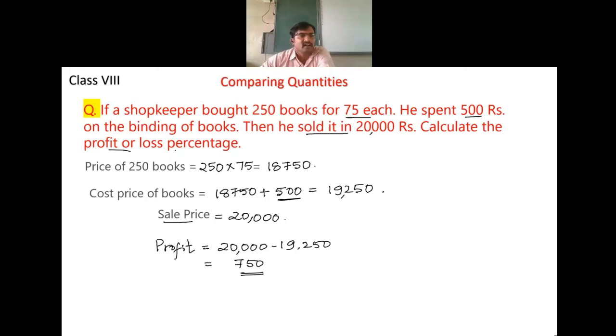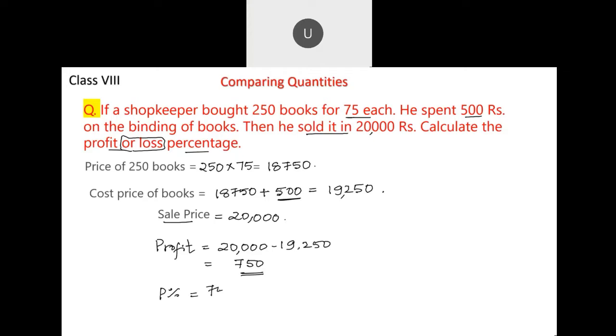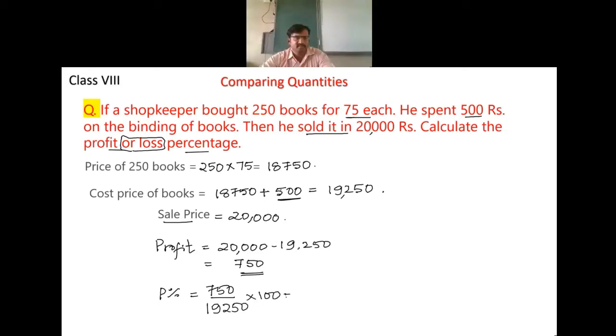The question is asking for the profit or loss percent. Profit percent is the profit divided by the cost price, into 100. That is 750 by 19,250 into 100. This has to be calculated, and we get the answer.